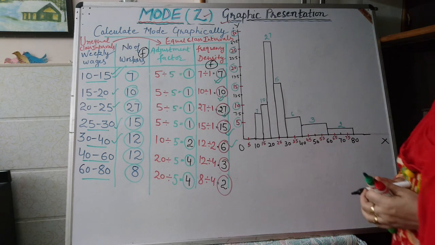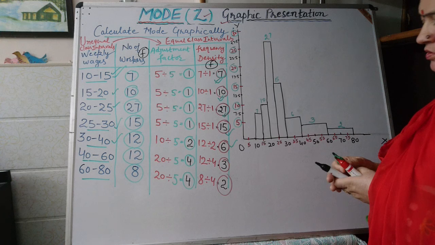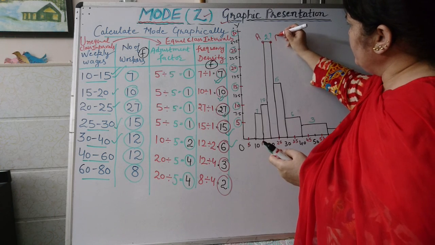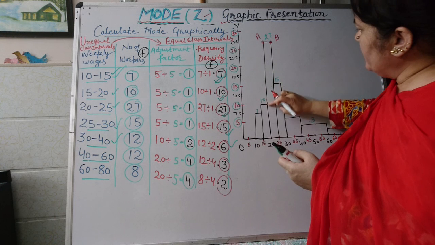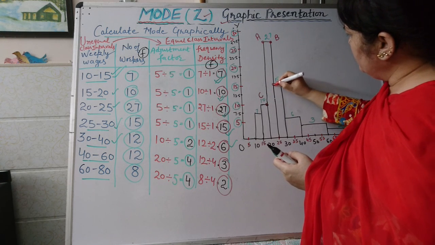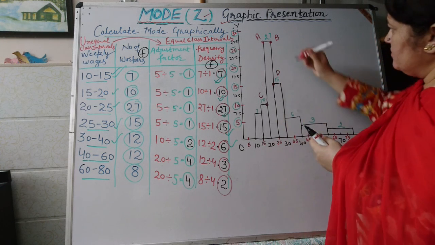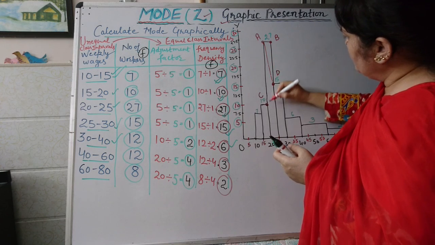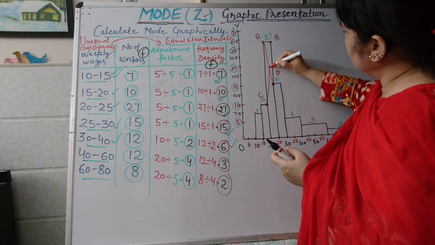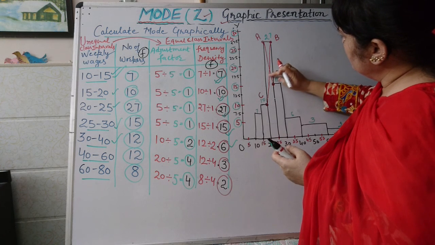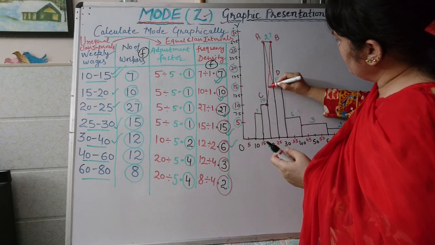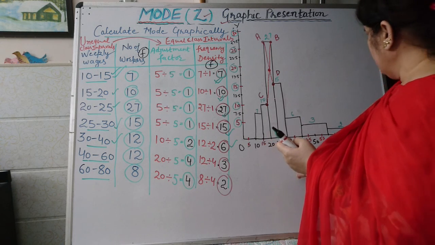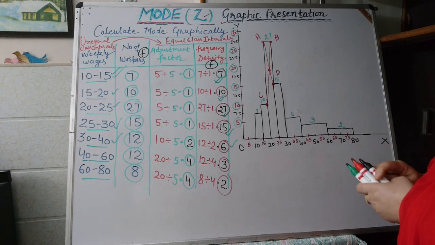So we have prepared the histogram, and now for the calculation of mode, this is point A, point B, this is the highest histogram, and the adjoining histogram, this is point C and this is point D. Let us join point A to D, point C to B, and the intersection point, we will join towards the x-axis, then we can get the value of mode easily.